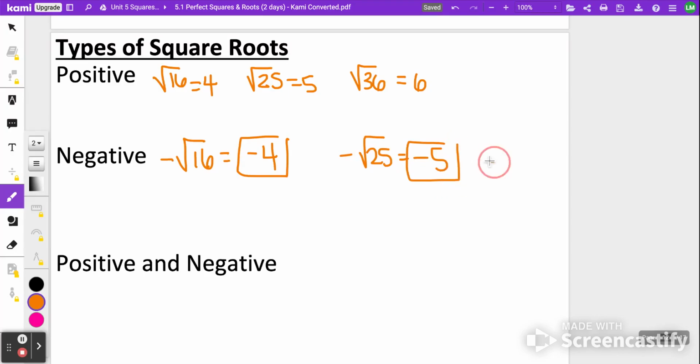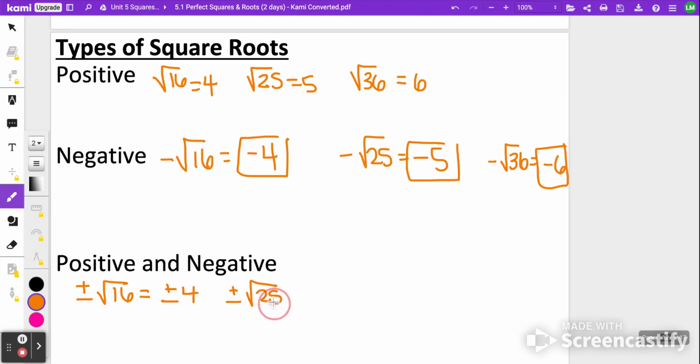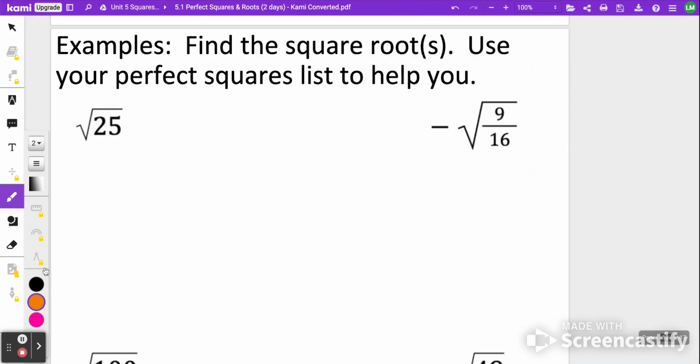The negative square root of 36, I just chose these because these are easier ones to deal with, is negative 6. You also have something called positive negative, and that's when you see this plus minus sign in front of it, and then a 16, so you would just answer with a positive negative 4, or a plus minus square root of 25 is a positive negative 5, those types of things. Take time now to pause the video, make sure you've got this copied down, and when you're done, click play to go on.